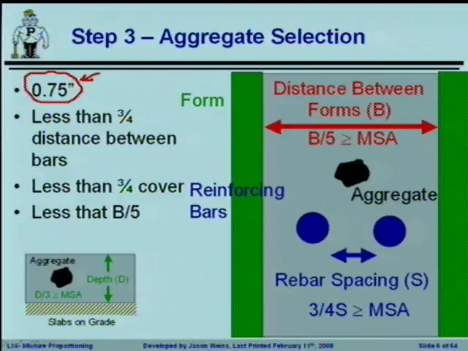The few things that you need to check: you need to check that it's less than 3/4 of the cover, which it is. It's less than 3/4 of the distance between the reinforcing bars, and that it's less than B/5, which is the distance in the formwork. If it was a slab on grade, remember the requirement is D/3.